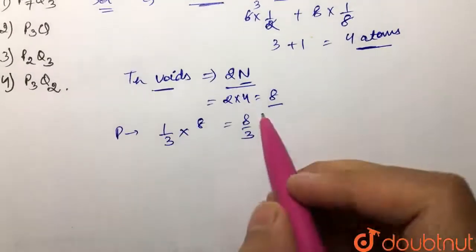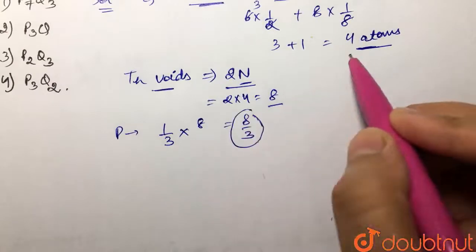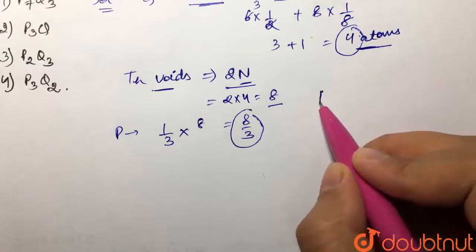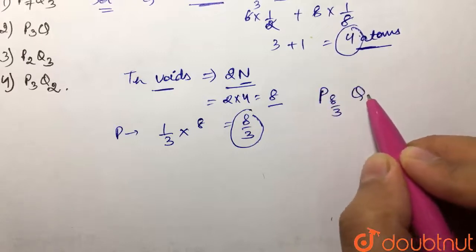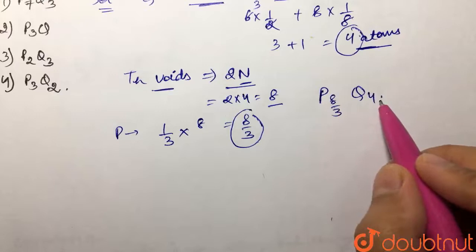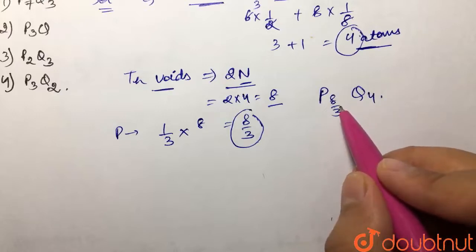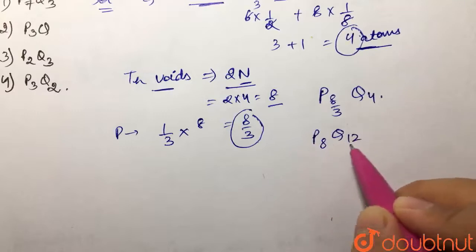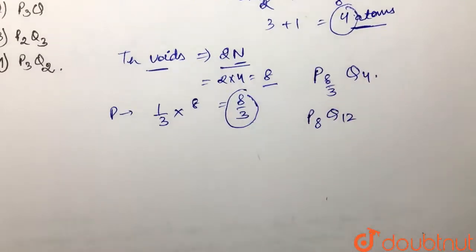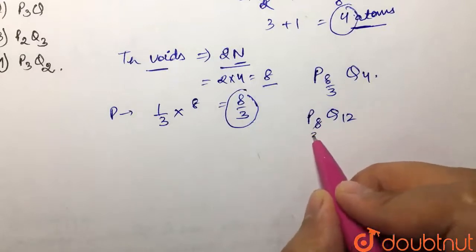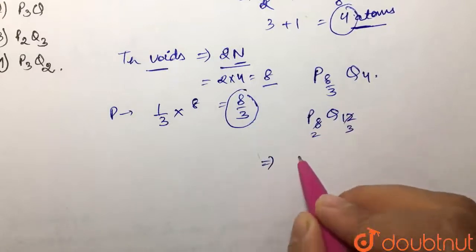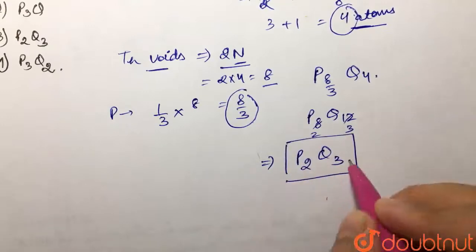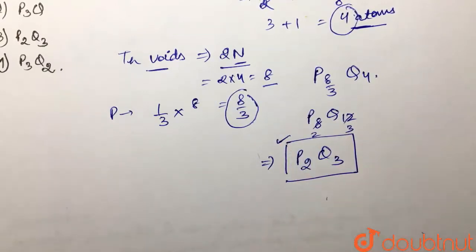So P is basically 8 by 3 and Q is 4, right? So we can say that we have P 8 by 3, Q 4, right? Now we can simplify it by multiplying it with 3. If we multiply it with 3, we get P 8, Q 12. Now they can again be simplified, right? They can go by 4, this can go by 2 and this can go by 3. So our formula comes out to be P2Q3. This is the simplified formula that we are getting, P2Q3.